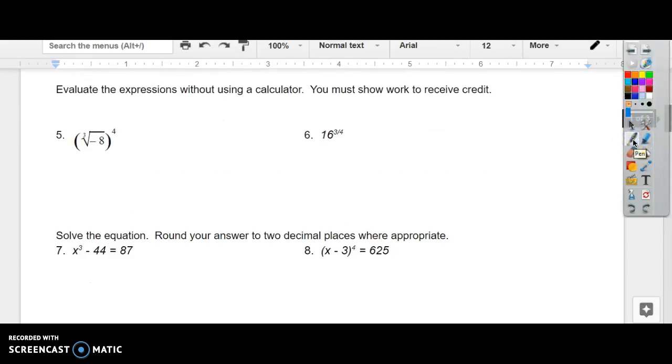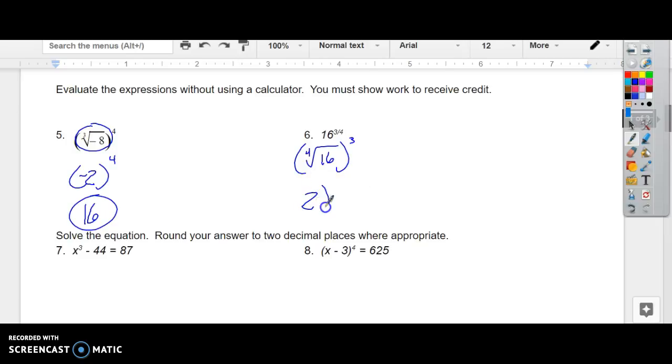As far as numbers 5 and 6, yes, you'll have a calculator, but you want to show the work without calculator. So if I do what's in here, the cube root of -8 is -2. And then I'll do -2 times -2 times -2 times -2, which will be positive 16. Over here, I'm going to do the 4th root of 16, and then I'm going to cube it. So that'll be 2 to the 3rd, which is then 8.